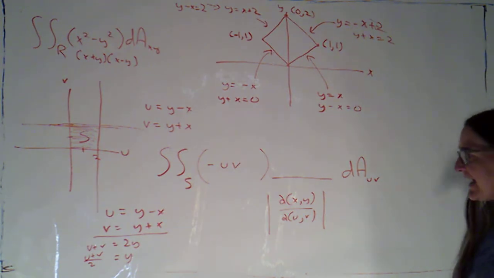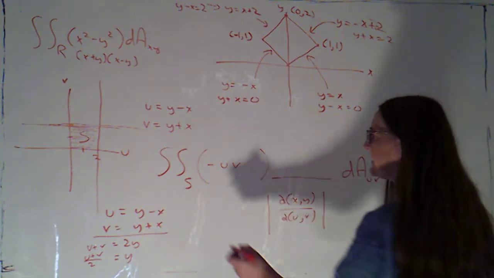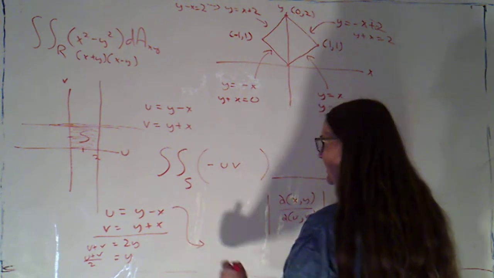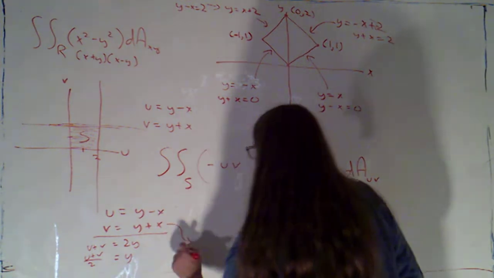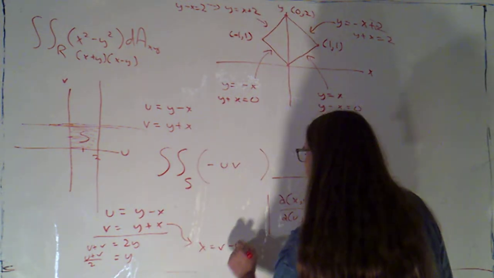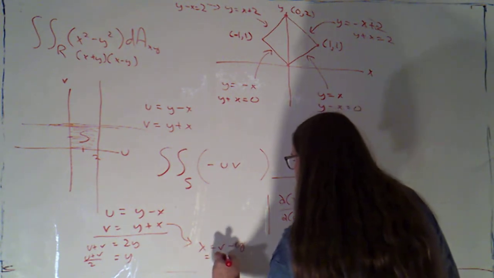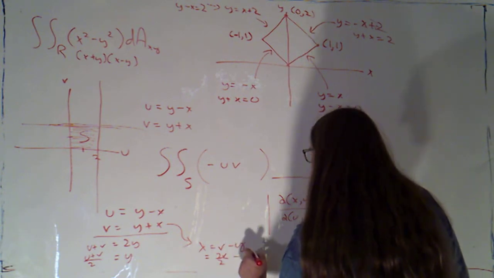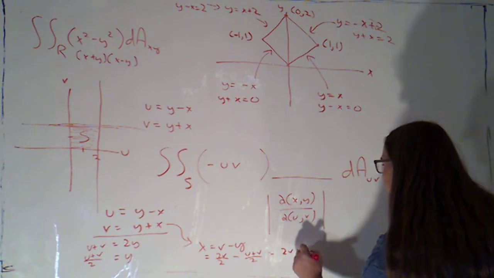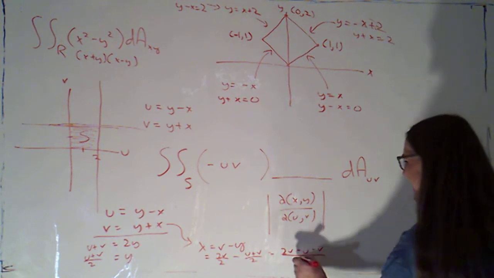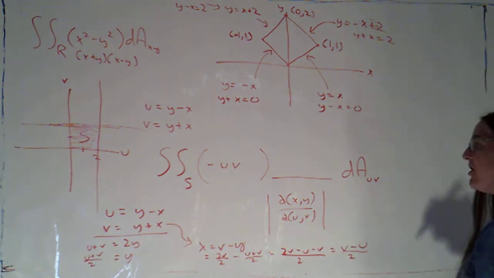Once I have that, I should be able to plug into either of these equations in order to solve for x. I'm going to use this equation and say that x is just v minus y. So that's going to be 2v over 2 minus (u plus v) over 2. Okay, so that's 2v minus u minus v. Don't forget to distribute that negative over 2. So that's just (v minus u) over 2.